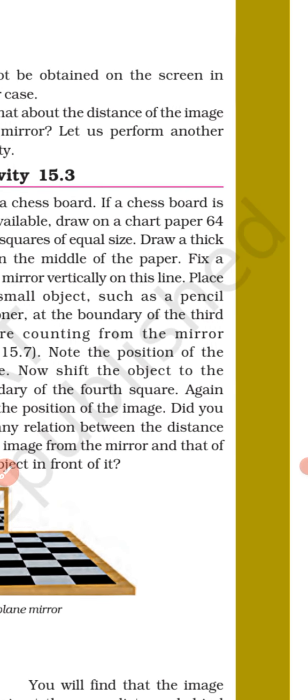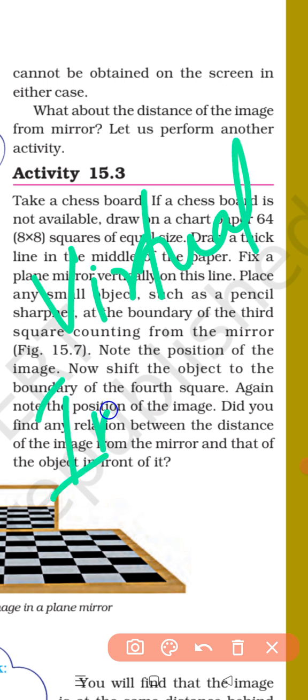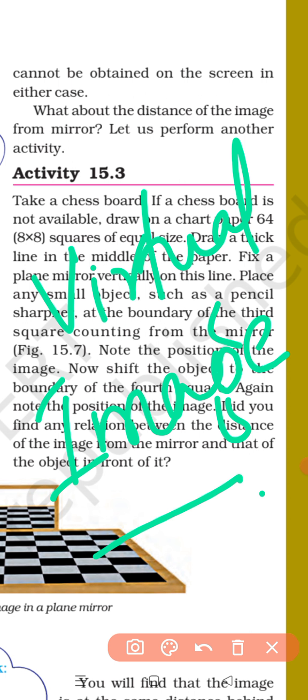So these types of images are called as what? Virtual image. These types of images are called virtual image. Okay, so remember that the image formed in a plane mirror is virtual, and the image formed in a plane mirror cannot be received on a screen. Clear?